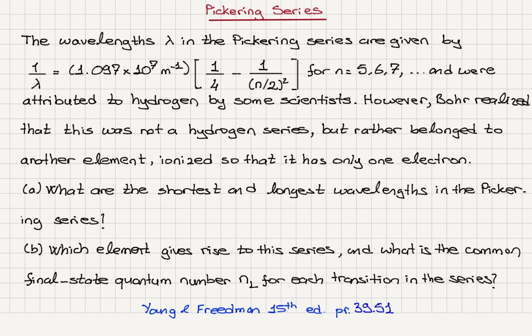Pickering series. The wavelengths lambda in the Pickering series are given by 1 over lambda equals 1.097 × 10^7 meter inverse multiplied by (1/4 − 1/(n/2)²) for n equals 5, 6, 7, and were attributed to hydrogen by some scientists. However, Bohr realized that this was not a hydrogen series, but rather belonged to another element, ionized so that it has only one electron.